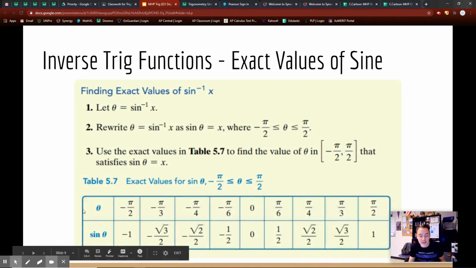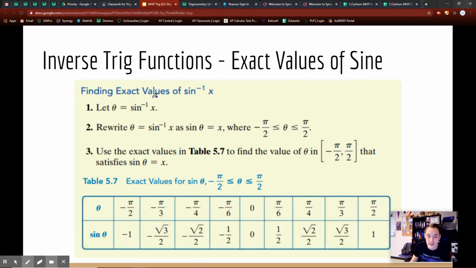So now, what are some of the exact values? Now this is a very important slide, so pay attention. First of all, let theta equal the inverse of sine x. Okay, I will usually write this as sine of theta equals x. I don't really like using the first form that much, although it's still correct mathematically. Usually I have found students are more prone to understand what the inverse is when I write it like this. You're like, oh, so we don't know the angle measure. Yes, we don't know the angle measure. That's precisely what we're trying to find. And then we write it like that.